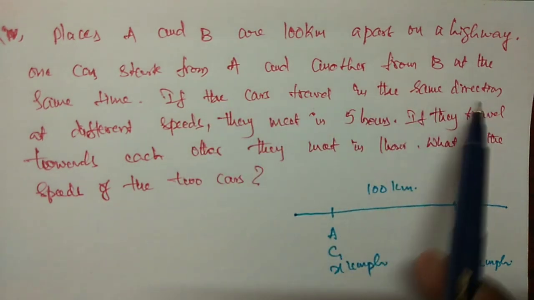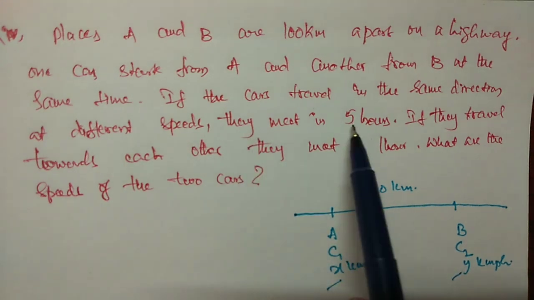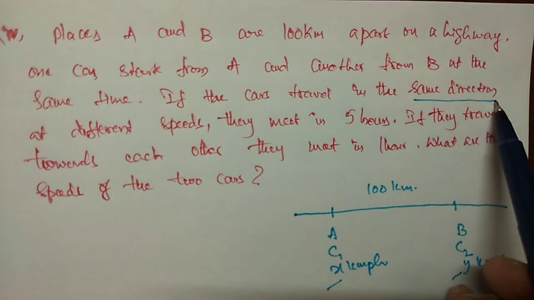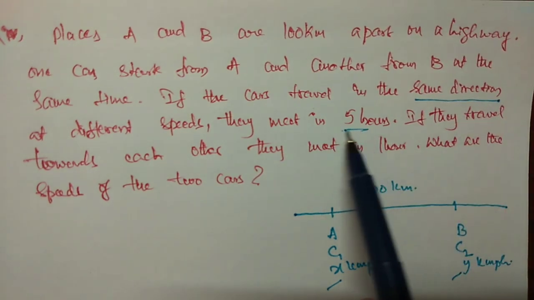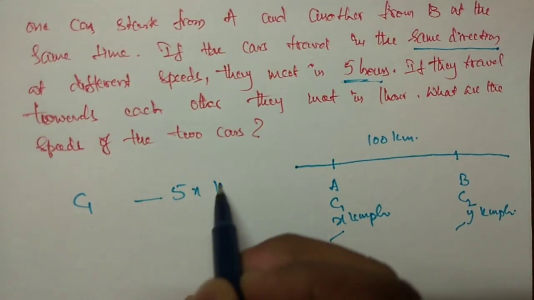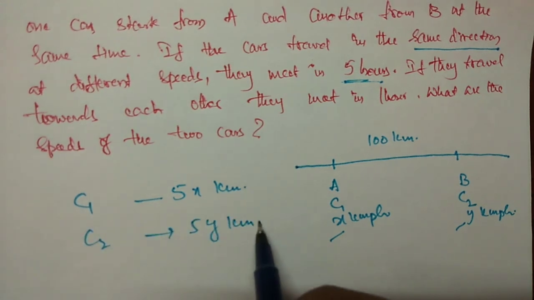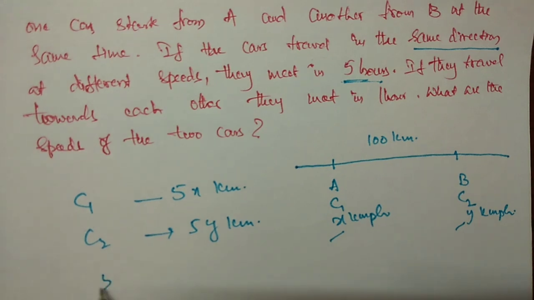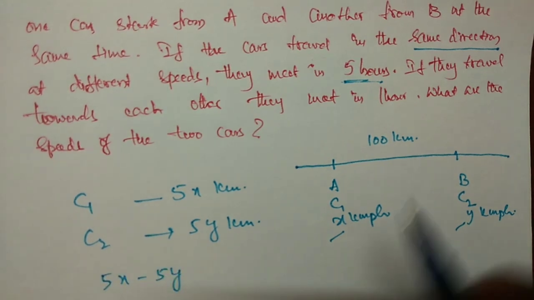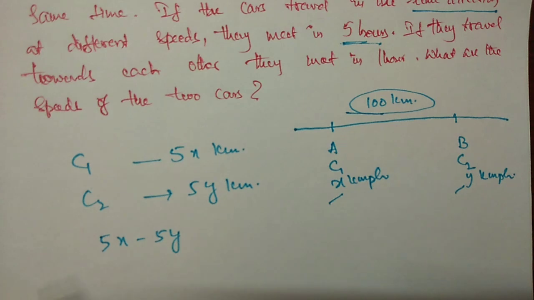If the cars travel in the same direction at different speeds, x kilometers per hour and y kilometers per hour, they meet in 5 hours. If same direction, we should subtract the distances. So if they meet in 5 hours, the distance traveled by car 1 is 5x kilometers and car 2 is 5y kilometers. If you find the difference between these two, 5x minus 5y, the distance is equal to 100 kilometers, as we have seen in the previous concept. So the value is 100.